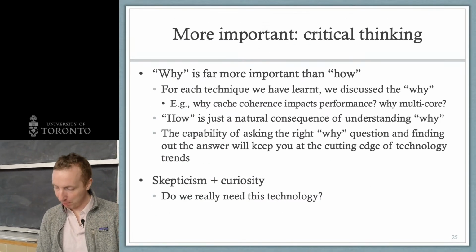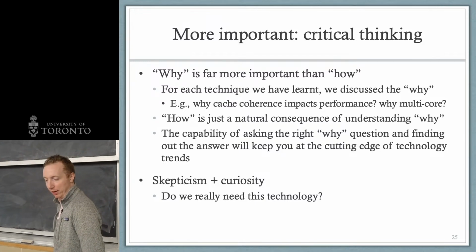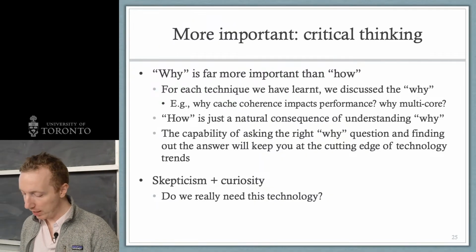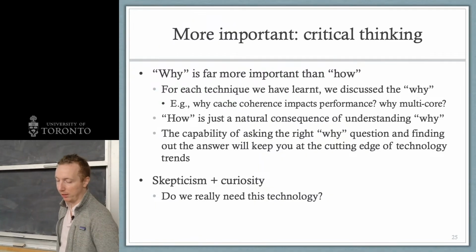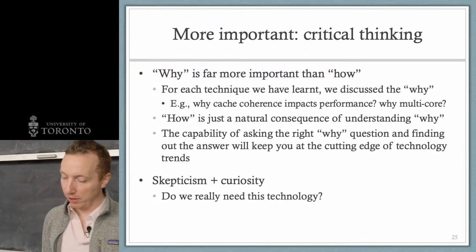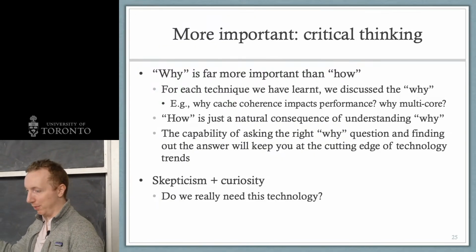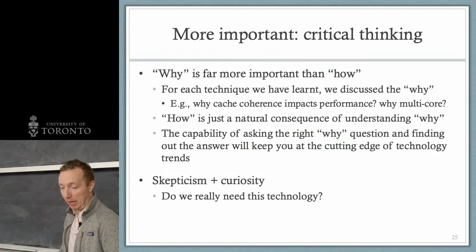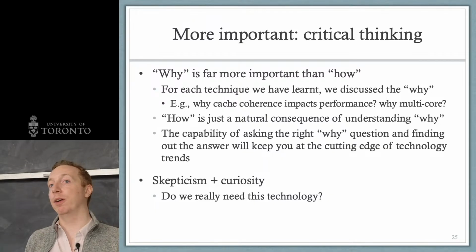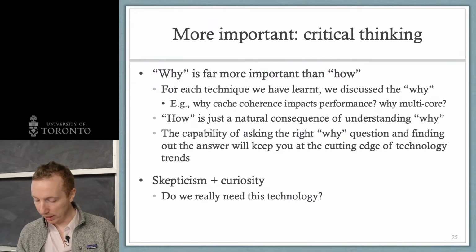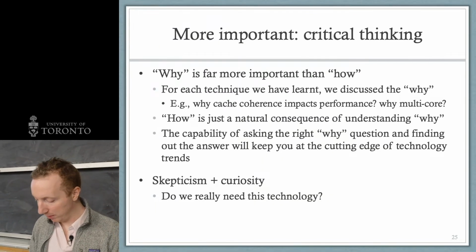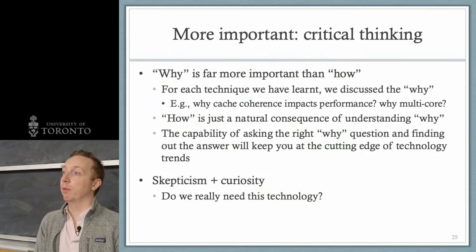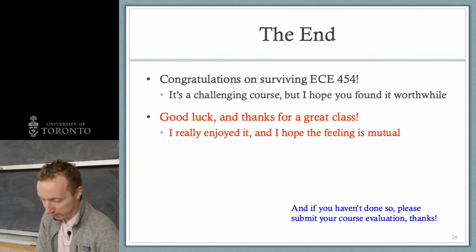So the more important part is to think about the why and not the how. For each technique, we tried to focus more on why this happens. So why does cache coherency impact performance? How is just a natural consequence of understanding why. You should always be able to answer the question why if something bad happens. Otherwise, you will probably fall into the exact same mistake. Again, always have some skepticism and some curiosity. Do we really need this thing? Is it helping me? What is actually going on under the hood?